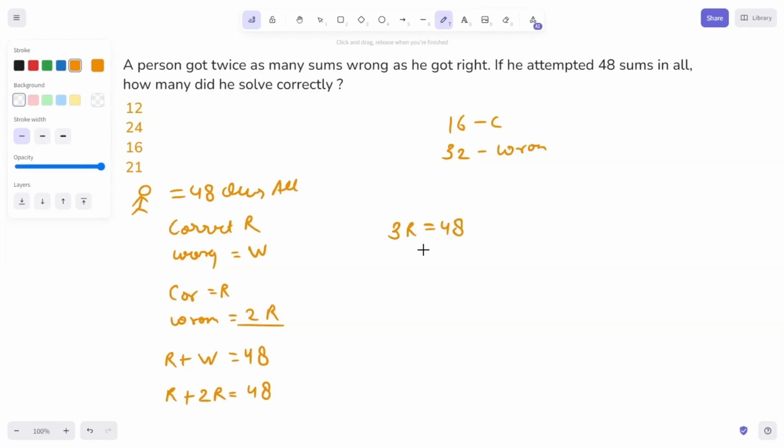Now to isolate R, we will divide both sides by 3. The 3 will be cancelled out. R equals 48 by 3, and it will become 16. So as you can see, our third option, 16, is the correct answer.